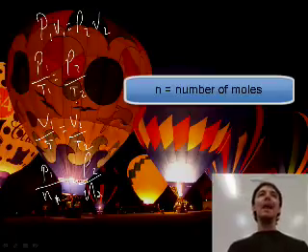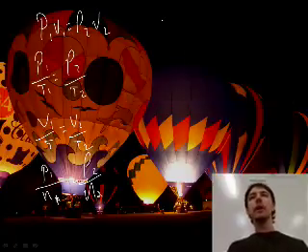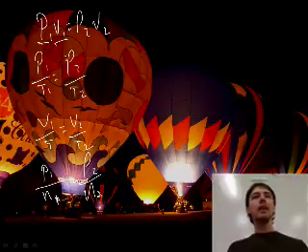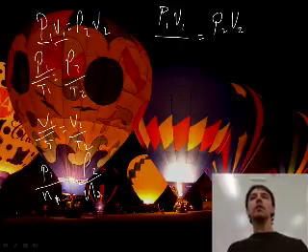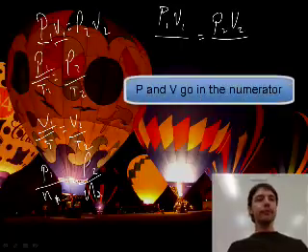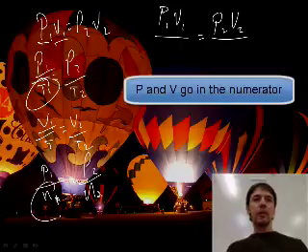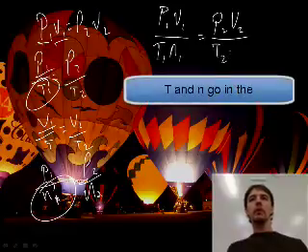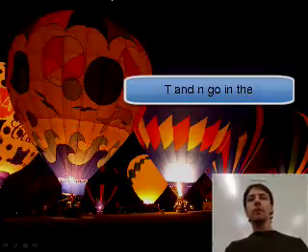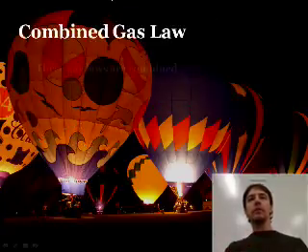So what we're going to do is we're going to combine these. So let's look at everything that's in the numerator. Everything in the numerator is the P and the V. Okay, we notice P's here and V's here, always the numerator. So let's put those in the numerator. P1 V1 over something equals P2 V2 over something. Well, what's it over? Everything in the denominator. Temperature is the denominator, and moles are in the denominator. T1 and n1, T2 and n2. This is the combined gas law.